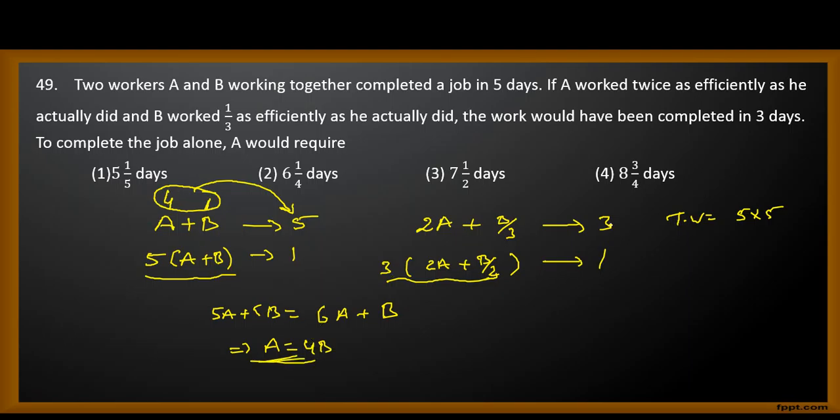Now A is doing 4 units per day. Total work, how many days can A complete the work? Total work is 25, and A is doing 4 units per day. Simply the answer is 6 1 by 4 days. So the answer is option 2.